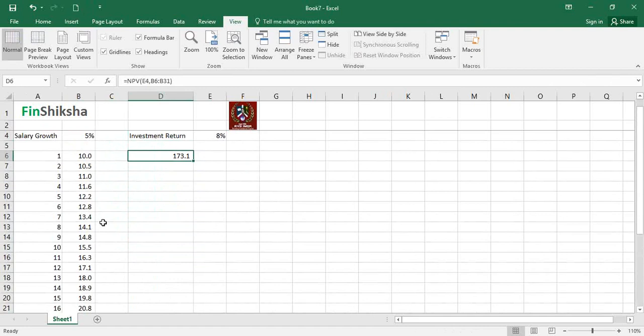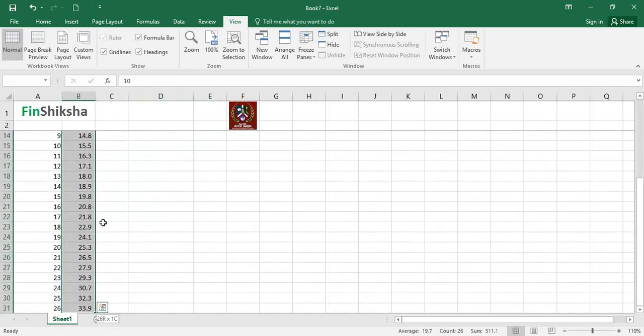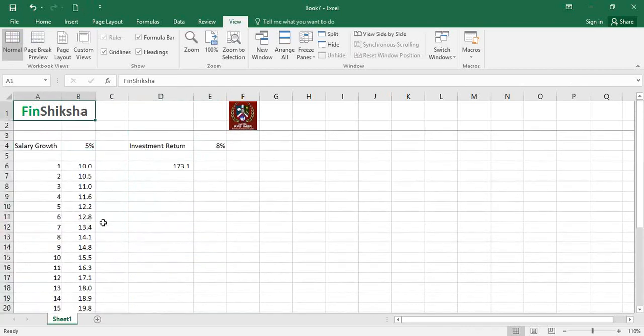So effectively, if the family has 173 lakhs today, invested at 8%, they would generate the same amount of income for the family every year, correct? And that is where the key calculations would come in, right? So effectively, this 173 lakh should be able to give the same earning stream to the family, assuming an 8% growth rate on the overall corpus.